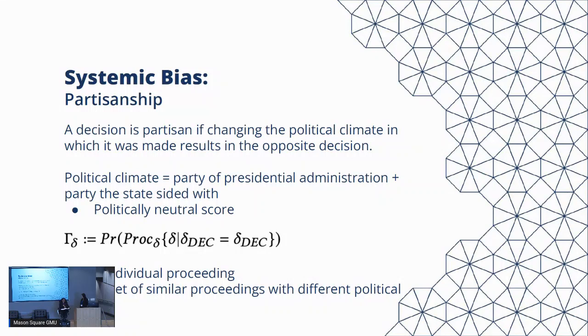After this, we computed the set of similar proceedings, once again, proceeding subdelta, where either of these two variables for political climate were different. And then we found the proportion of disagreement. It is important to note that this results in a politically neutral score. The scoring itself does not imply Republican or Democrat leanings.